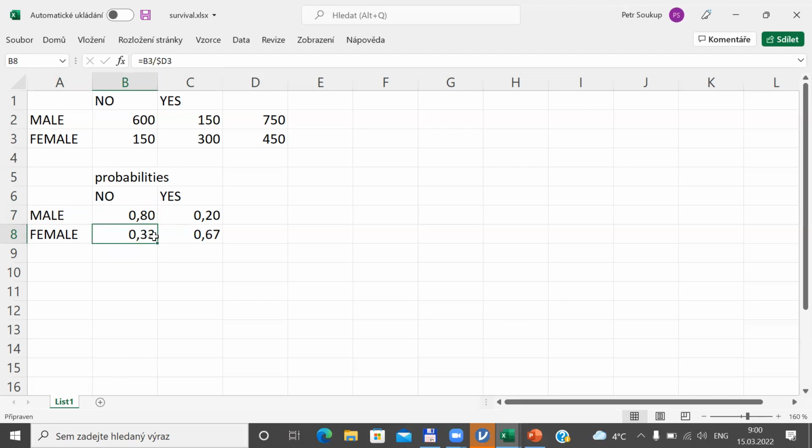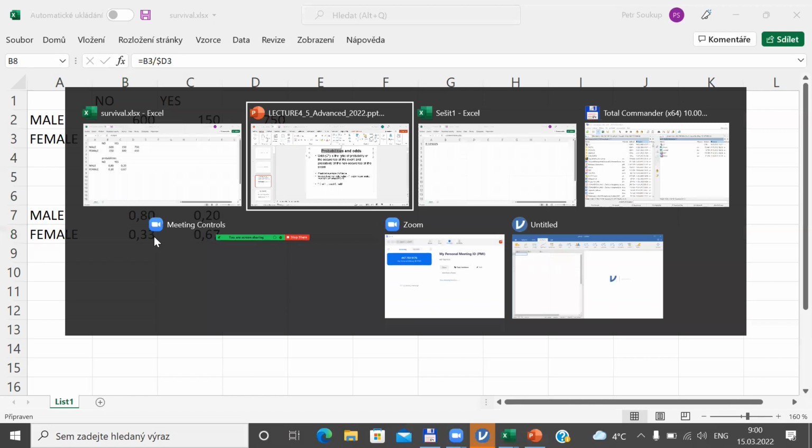So if we would decide, for example, to compute classical contingency table analysis, so it means to compute the chi-square test, contingency coefficient, etc., we would discover some relationship. Okay, so that's about probabilities.